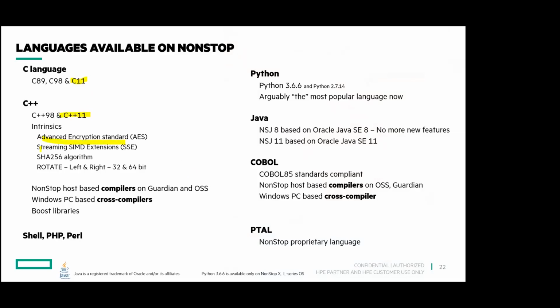And in the L2010 RVU, we rolled out these features called the 256 algorithm, and then AES encryption standard, intrinsics we offered, etc. And you all know that we are offering host-based and cross compilers for C, C++, and we are also offering Python 3.6.6 on the Nonstop X, and Python 2 is also there, but just being present. I don't want to talk about Python 2 because in January 2020, Python 2 was taken out of support by the community itself. So Python 3 is our language, and we are working currently on upgrading to the latest version after 3.6.6.